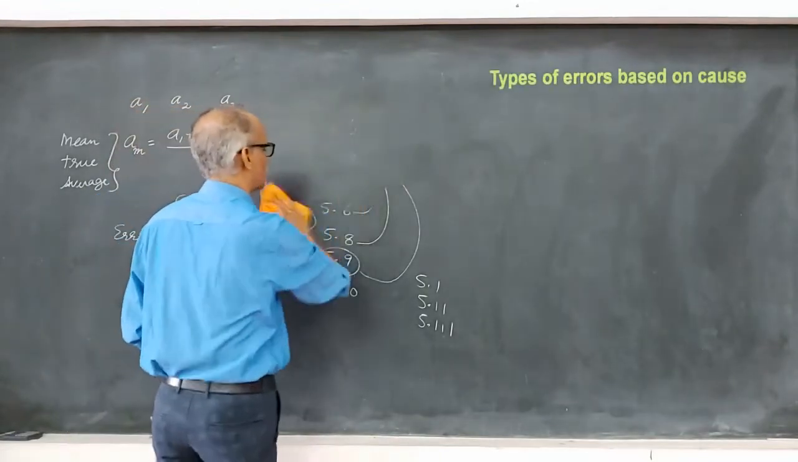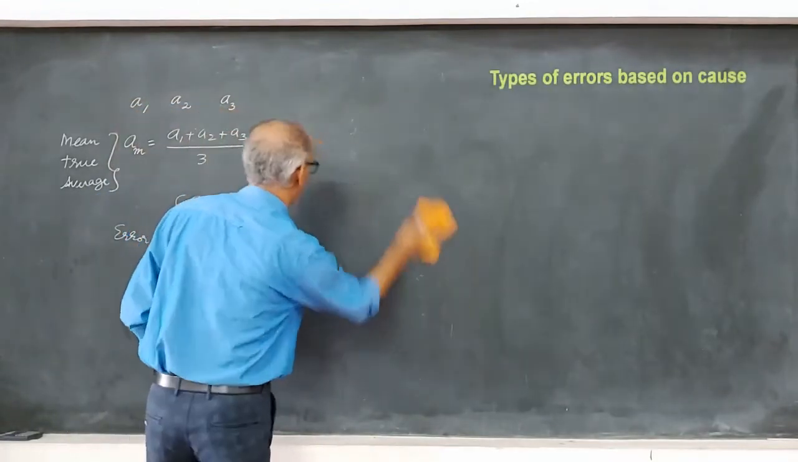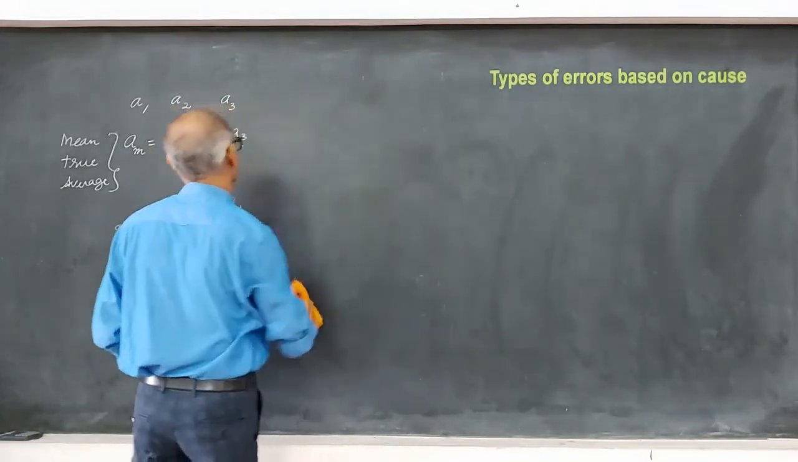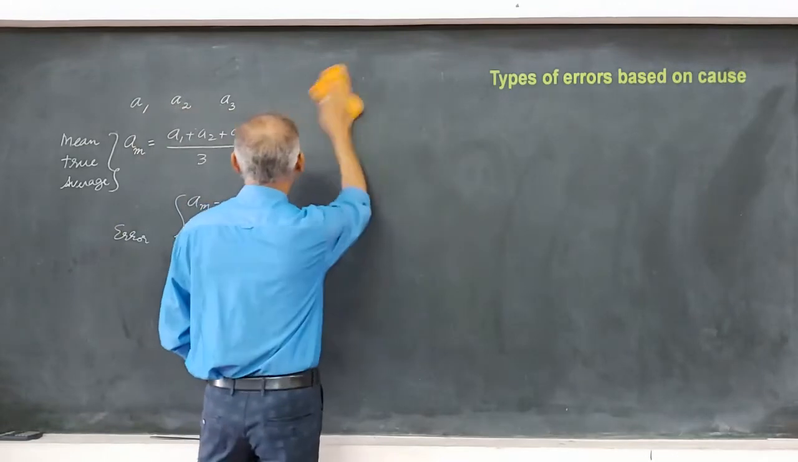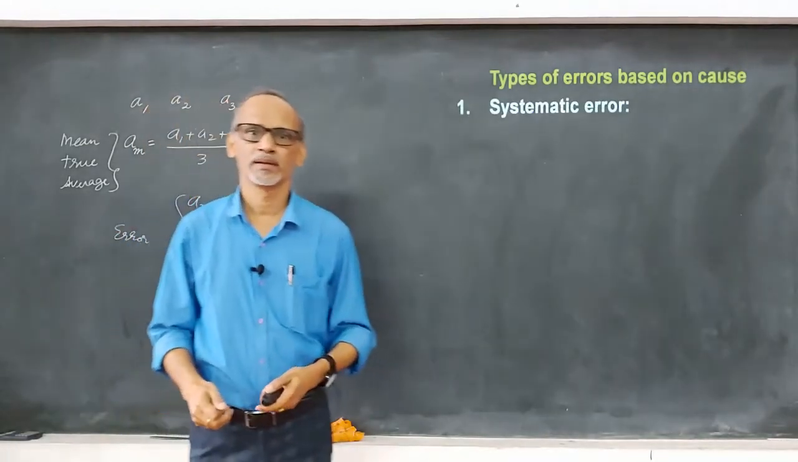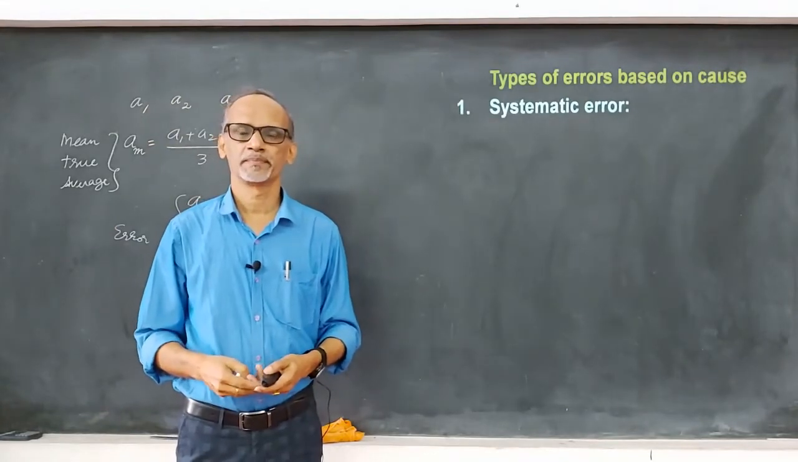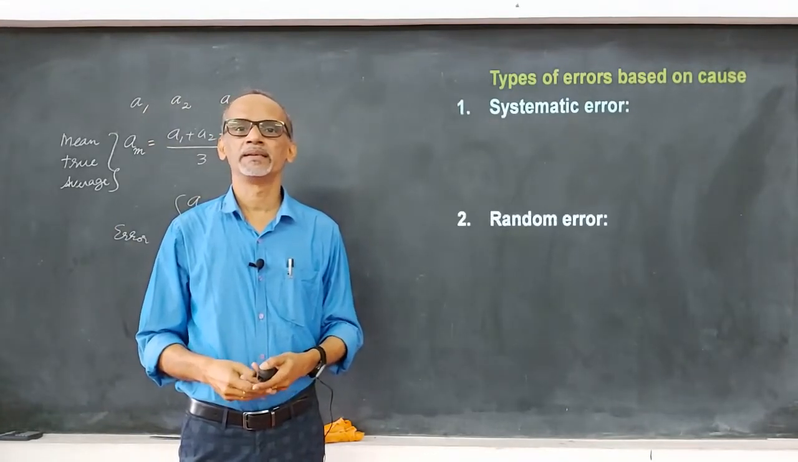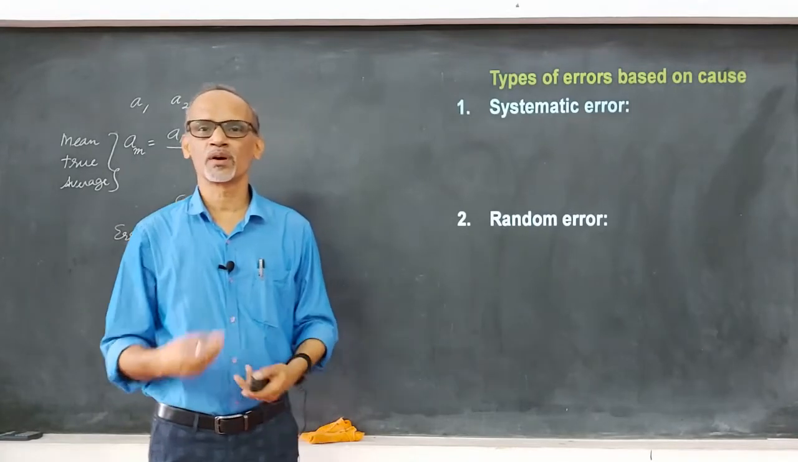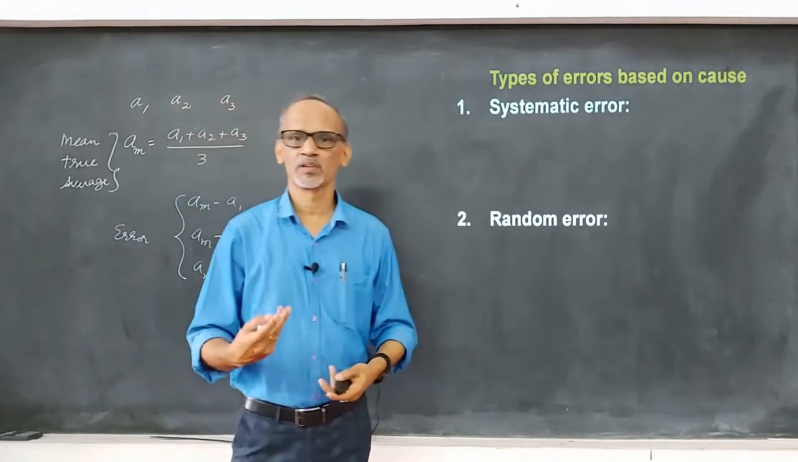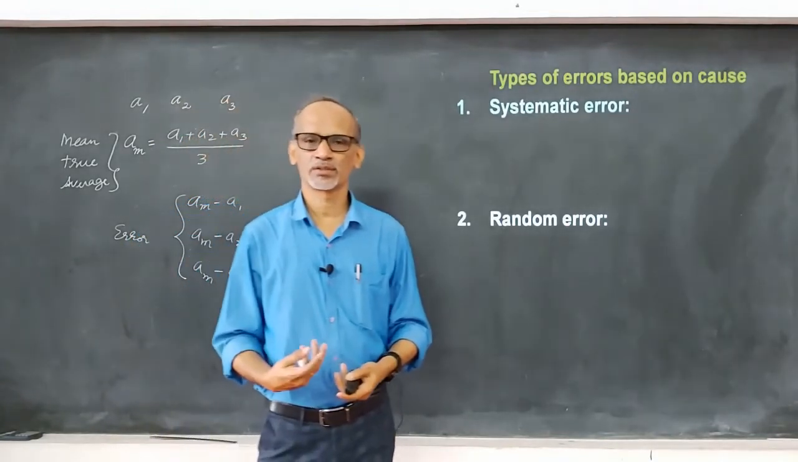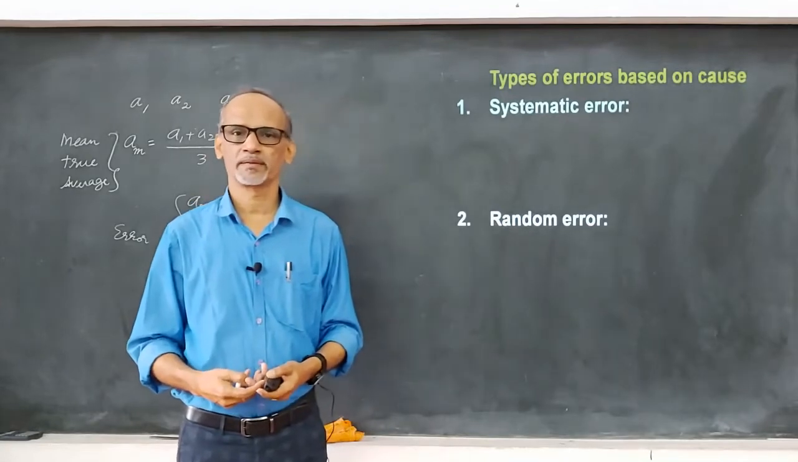So, what are the types of errors based on the cause, based on the reason? Based on the cause, errors are classified into two types. One is called a systematic error. The other is called a random error. So, what is a systematic error? The error due to a known cause. Known cause means a known reason. So, we know the reason why there is an error. Such an error is called a systematic error.